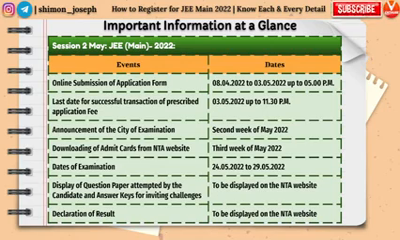Last year you could apply together. Last year we had four attempts. You could apply for all the four attempts together. But now you have to apply for the April attempt separately, the May attempt separately. I hope that is clear.